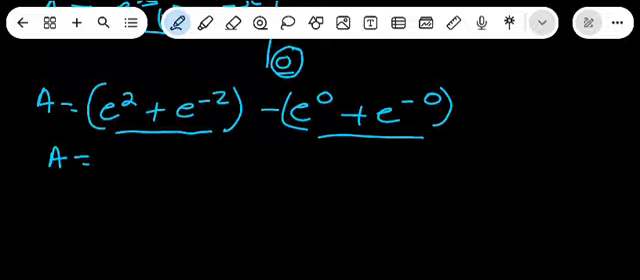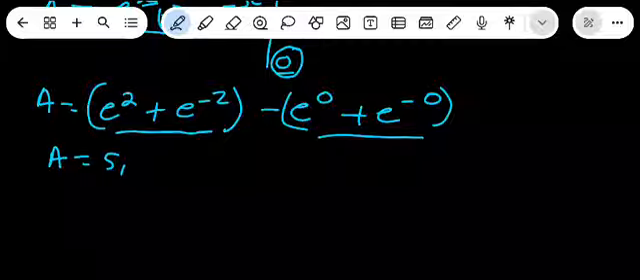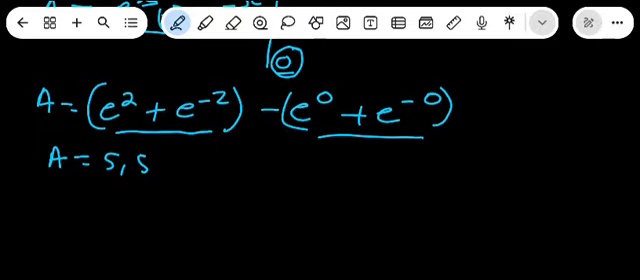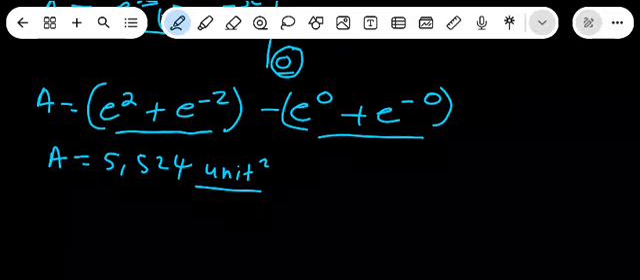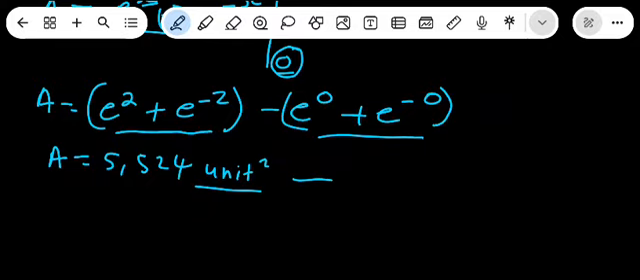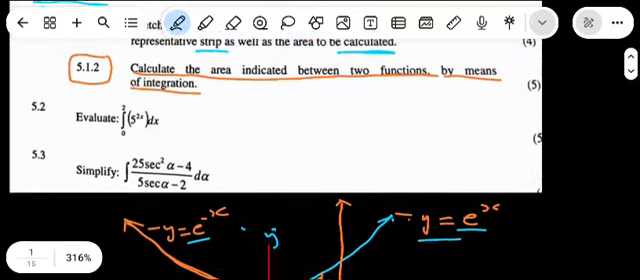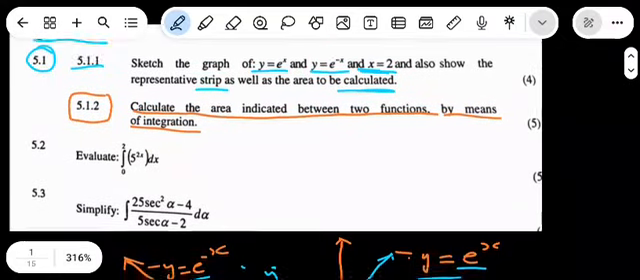All right, so this will be the answer. The area there will be 5.524 square units. That is what we'll have there. This is our area. So we are done with that part. We have represented our area.